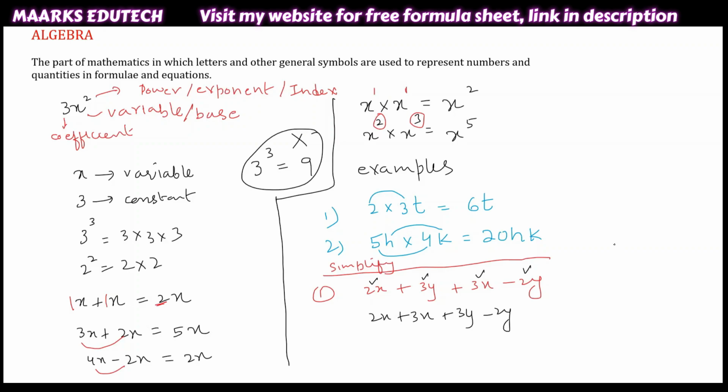Now what will I do? I'll add these two numbers together. So 2x plus 3x gives us 5x. Again, the important thing is that 2 is added with 3, x will remain the same. Plus 3 minus 2 is 1. So we can write y here.